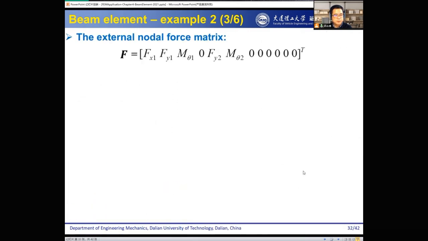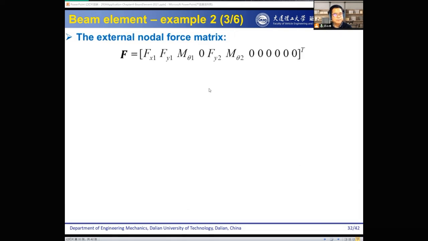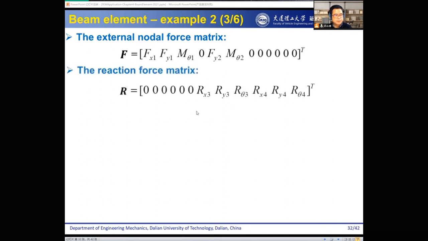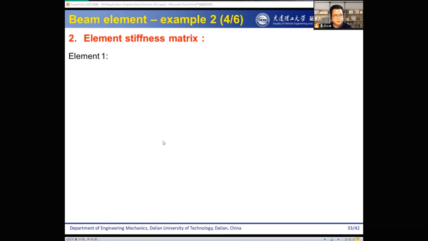So then let's have a look at how we solve this. So we work out the equivalent node forces. For a normally distributed force, we have the equivalent force and the equivalent moment. Then we have the external node force matrix like this, and then the reaction force matrix, and then the total node force matrix is the sum of the external node forces and the reaction force matrix.